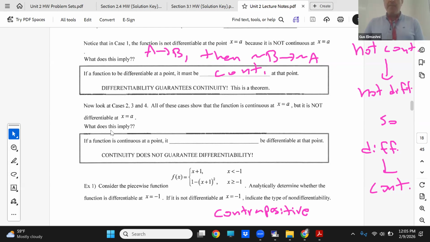So what does this imply? If a function is continuous at a point, it may or may not be differentiable at the point. So continuity does not guarantee differentiability. Just because you're continuous doesn't mean you're necessarily differentiable. You do need continuity to be differentiable, though. So differentiable does guarantee continuous, but not the other way around, just so you know.